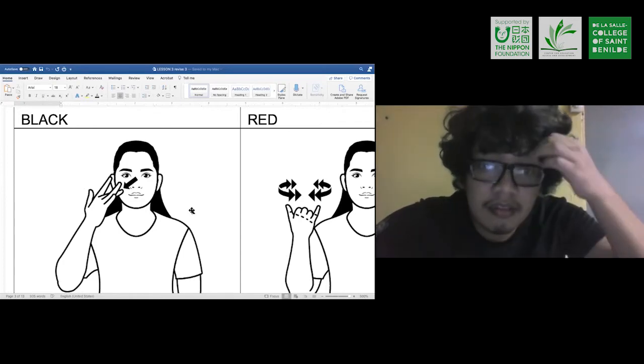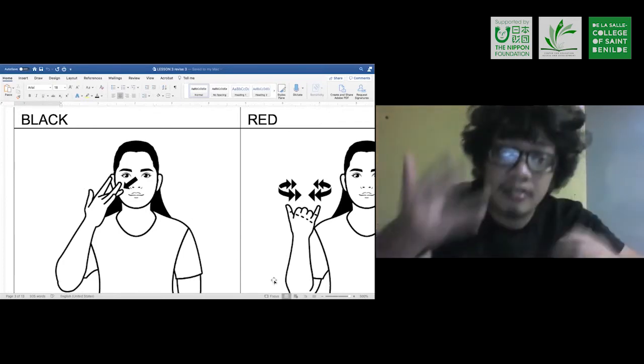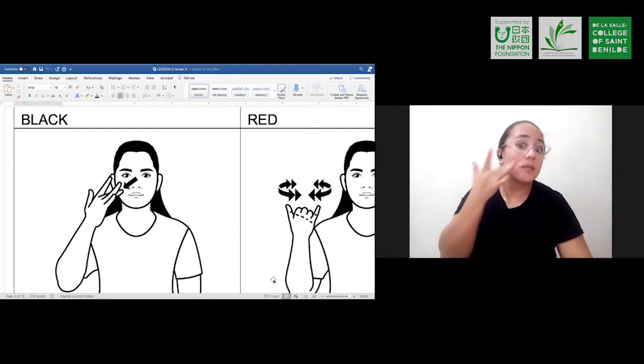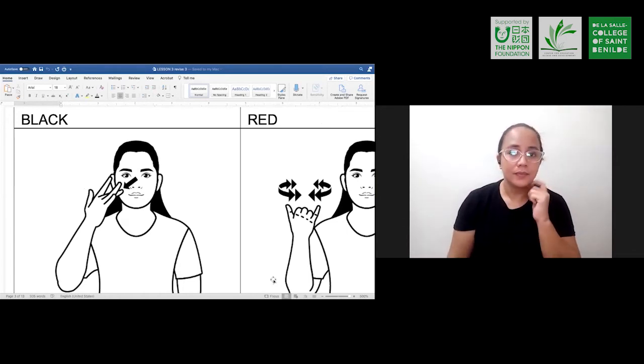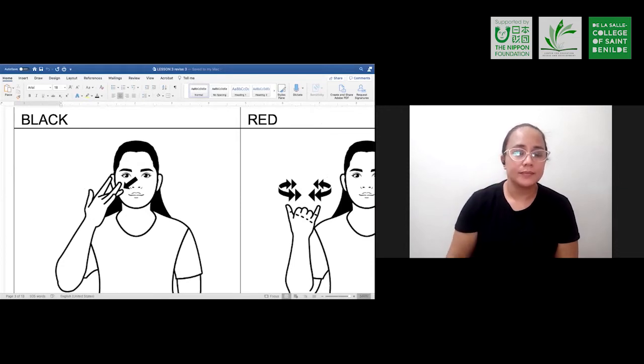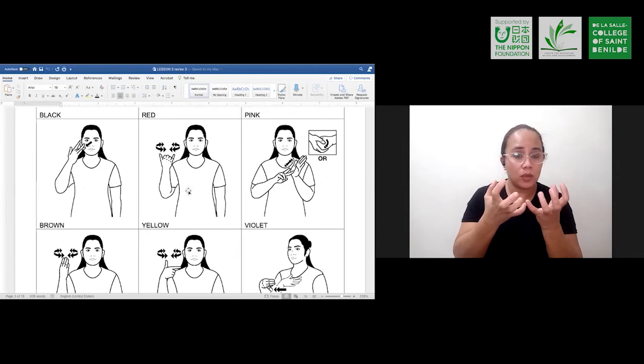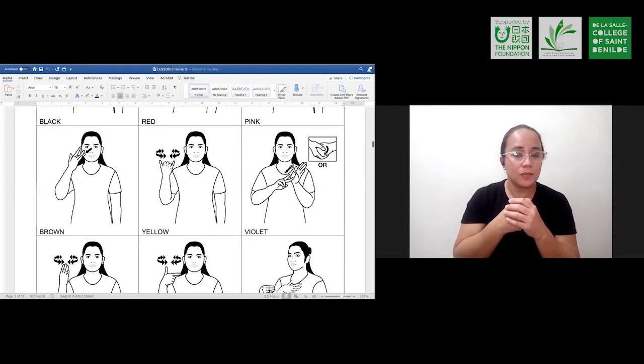Is that one movement down? Yes, one movement once. Okay. All right, so you can decide if you want to do a little more with that.